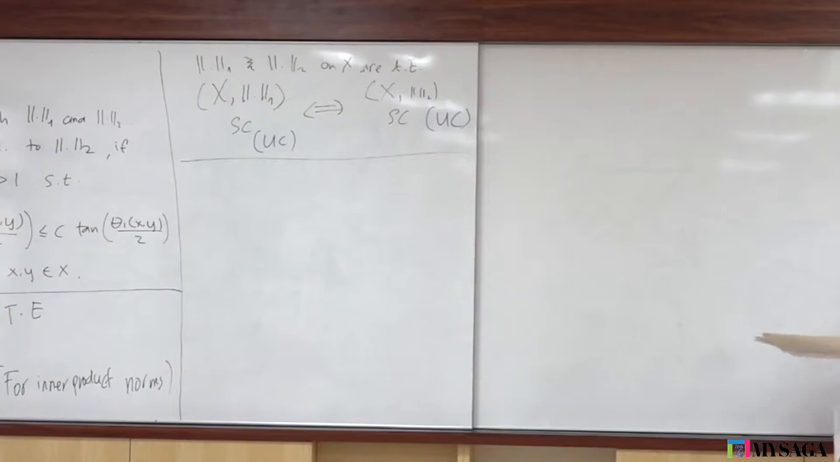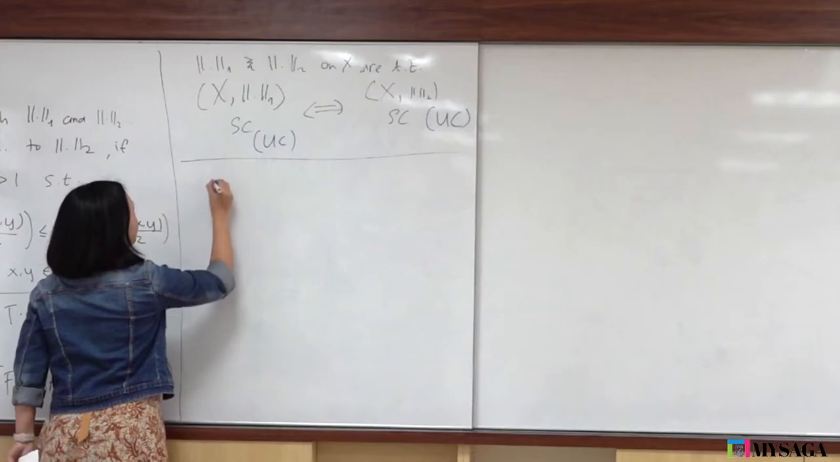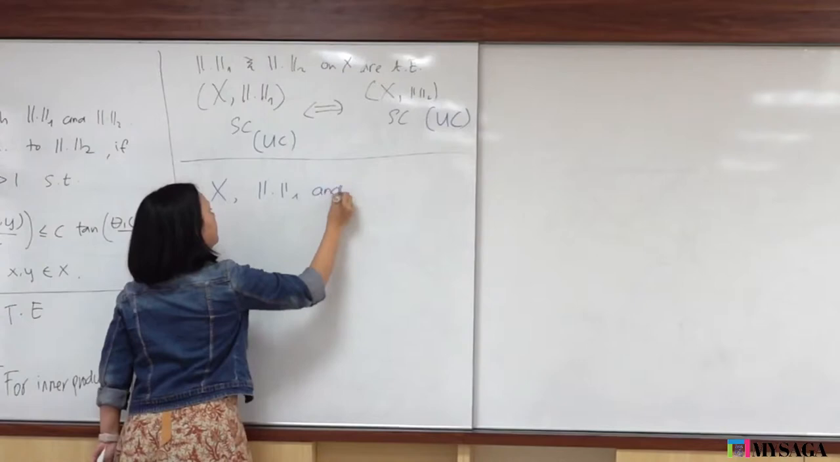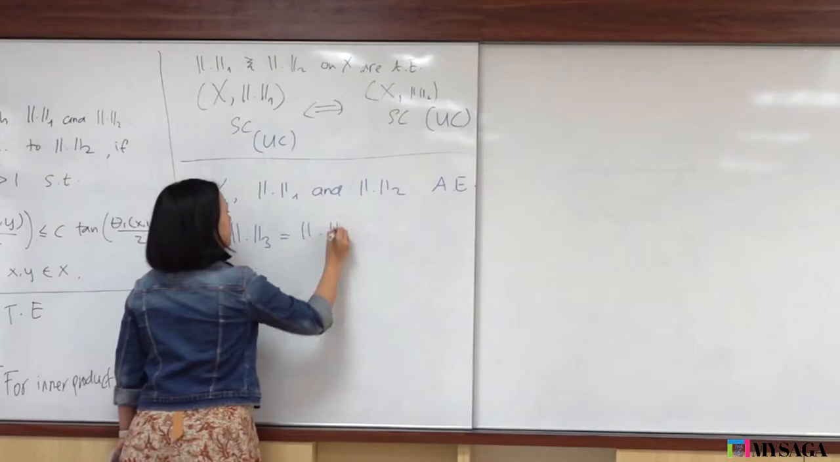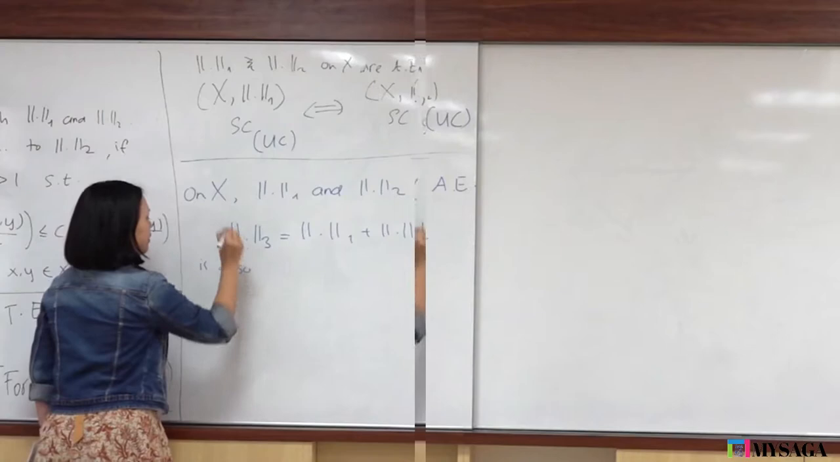Okay, and what else did I mention yesterday? Oh, very important, right? So we have, again on X, norms 1 and 2 angularly equivalent, and we can construct another norm there, right? So this guy, which is norm 1 plus norm 2, is also angularly equivalent to norm 1 and norm 2.